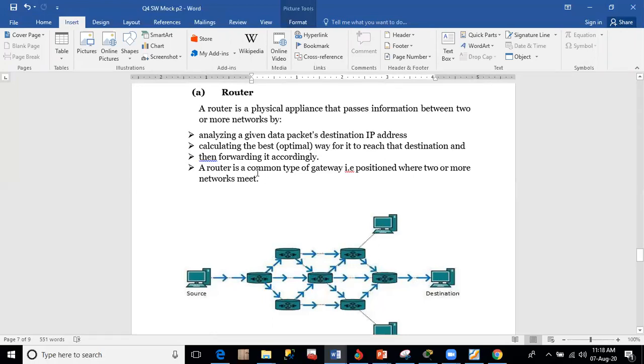A router is a common type of gateway, positioned where two or more networks meet. A gateway is just the router that takes you out of your network. The main router that takes you out of a network is what we call the gateway.